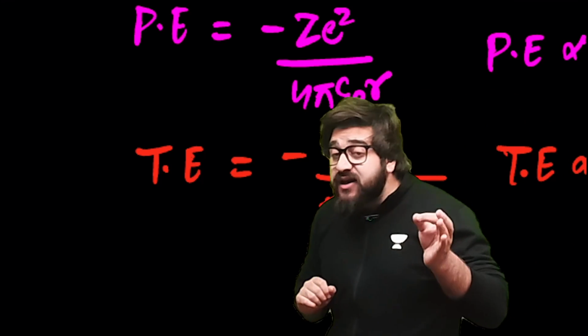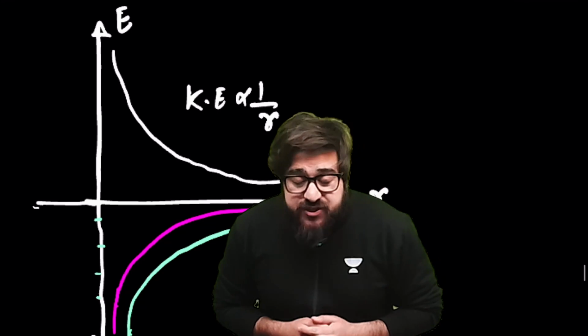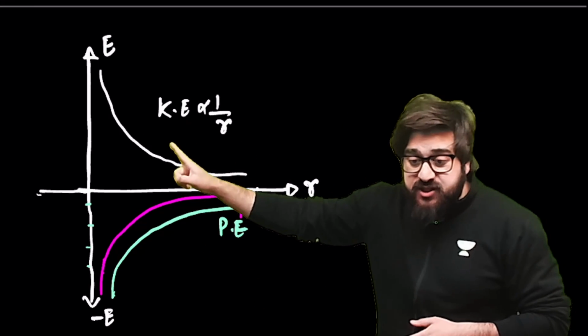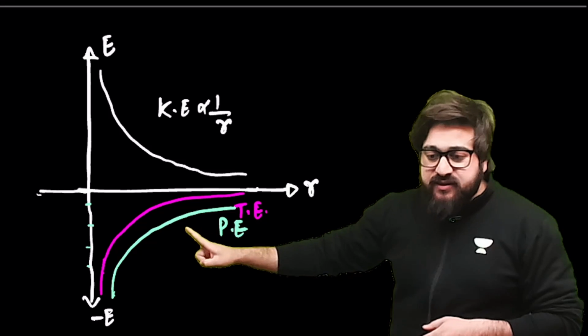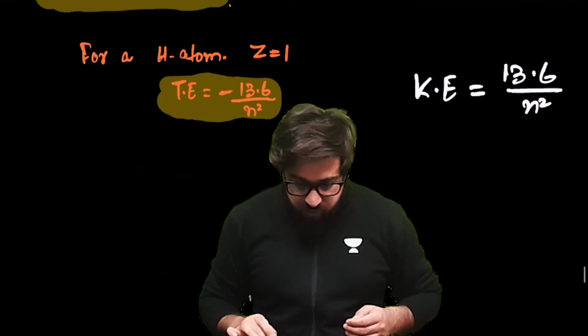We say, sir, r is what? r is the radius over here. Now, my dear friends, if somebody asks you to plot the graph of kinetic energy, this will be the graph of kinetic energy, this is the graph of potential energy. In between these two, we have the graph of total energy.